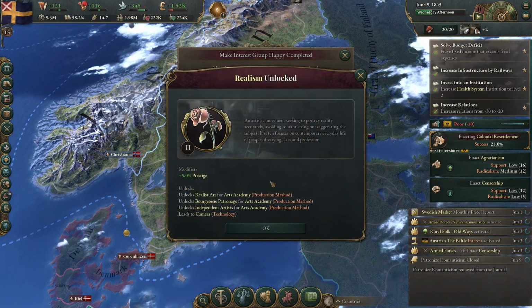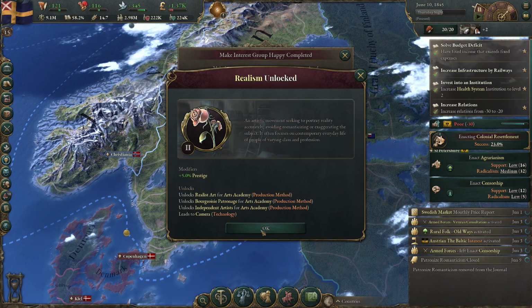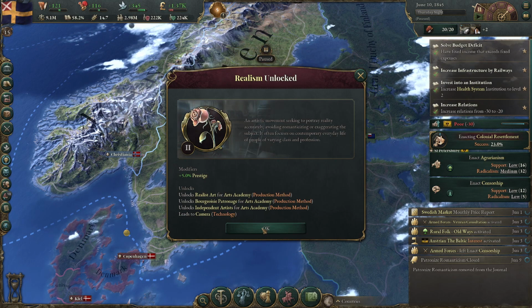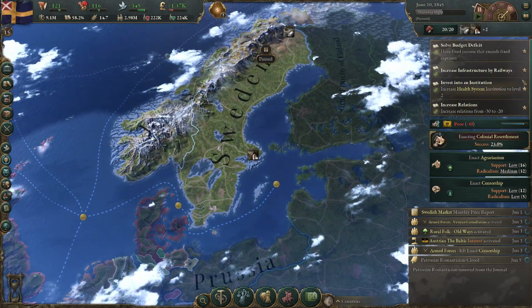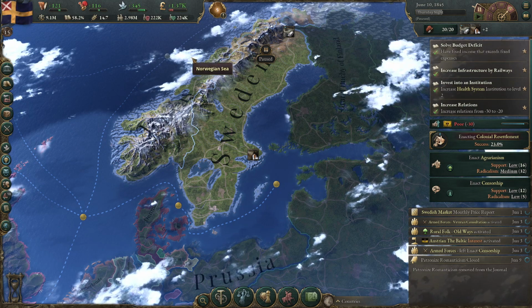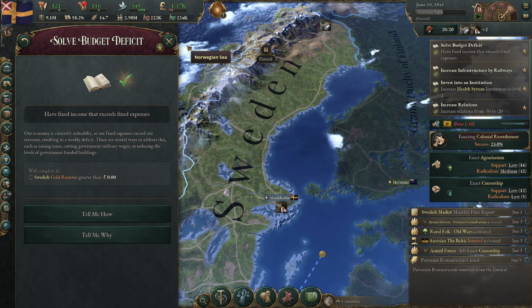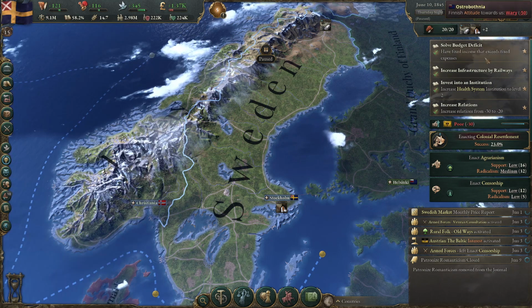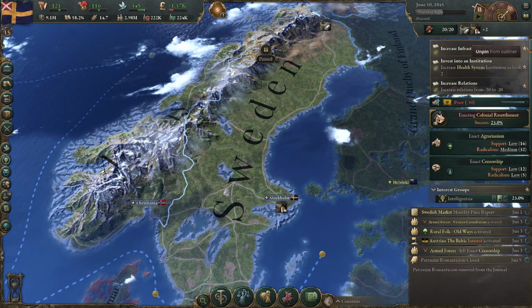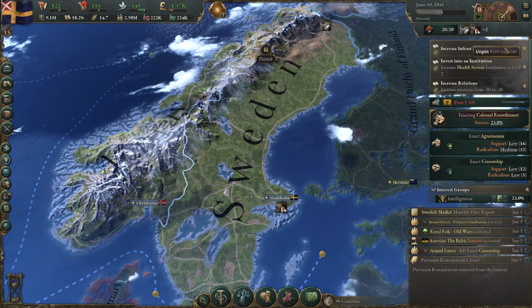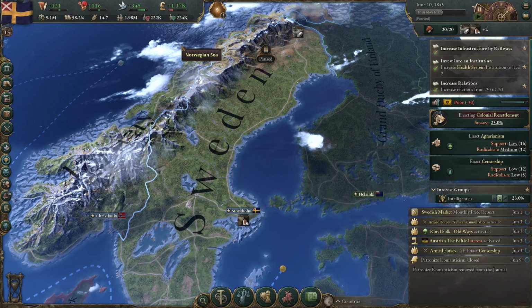Okay, realism unlocked. We got arts and academy production methods. Okay, got lots of things. Solve the budget deficit. It's almost like it's telling us that we should unpin these because it's getting a bit crowded up here. Increase infrastructure by railways. Okay.